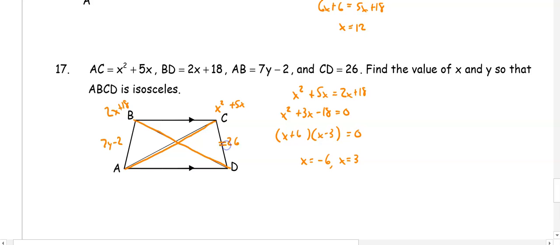We also know that the legs are congruent, so 7y minus 2 is equal to 26. 7y equals 28, so y is 4.